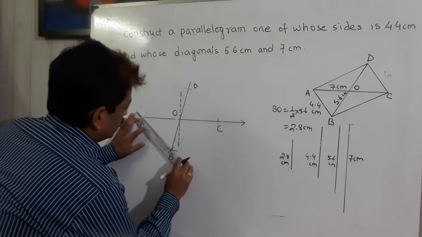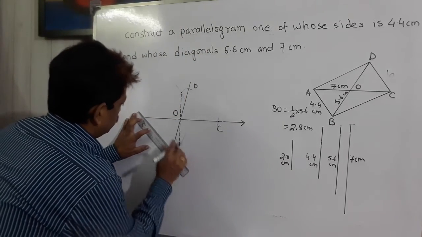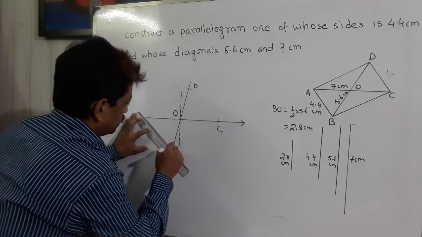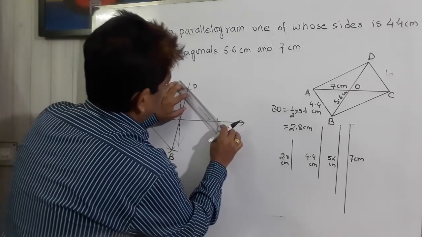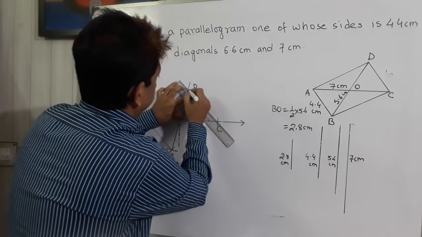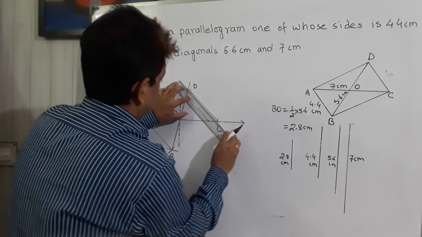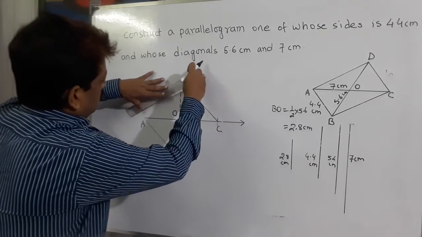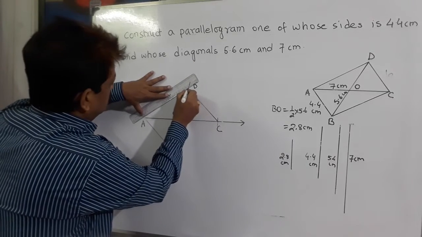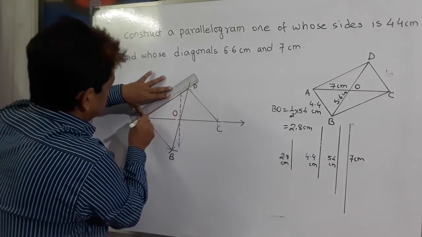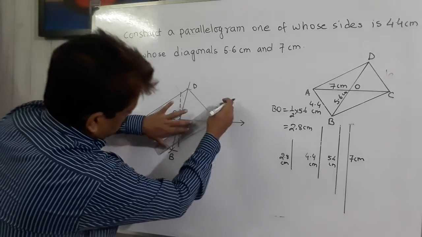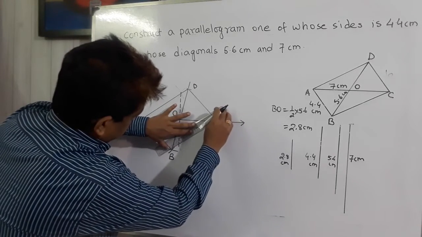Now I have to join all the four sides. So this is AB, this is CD, this is AD, this is BC.